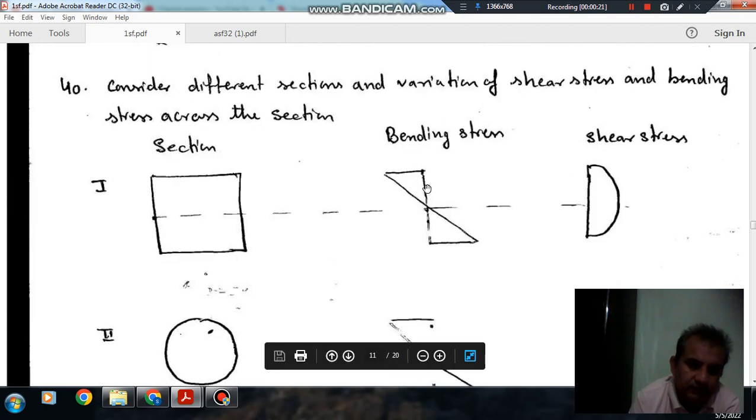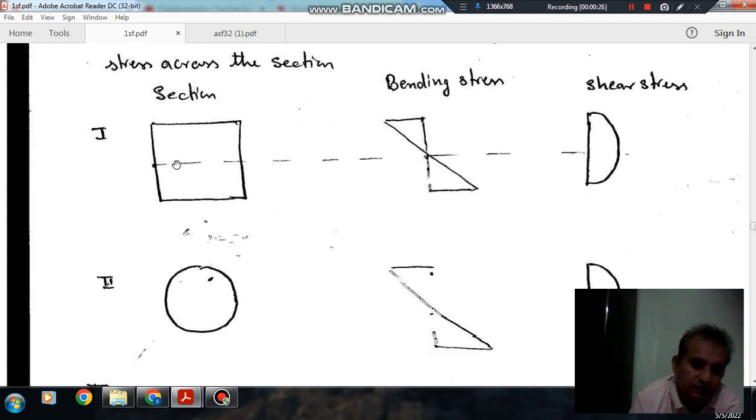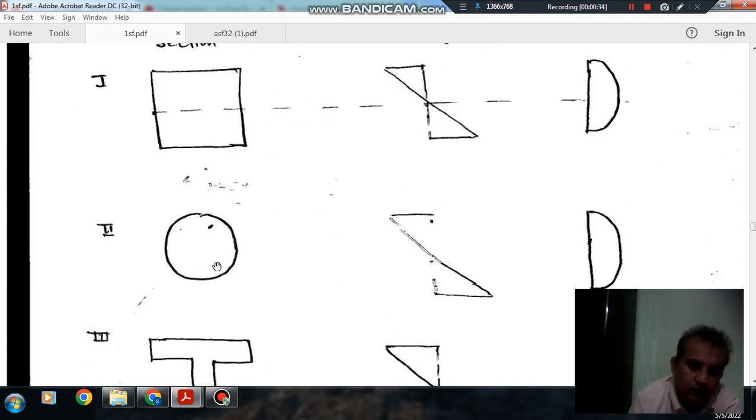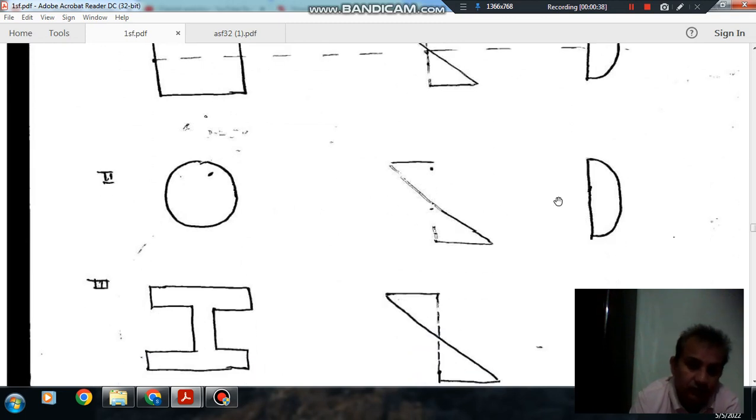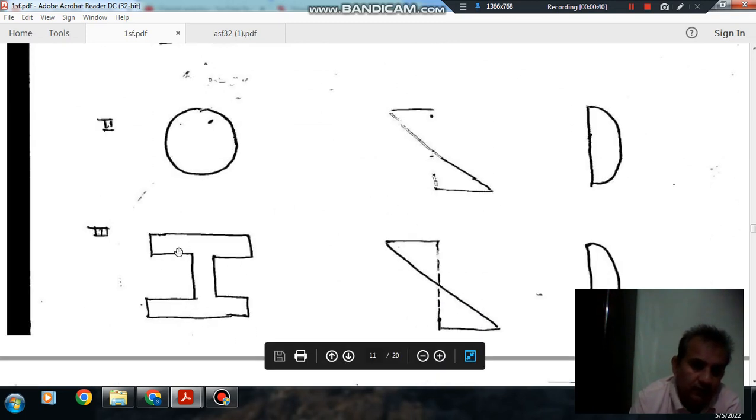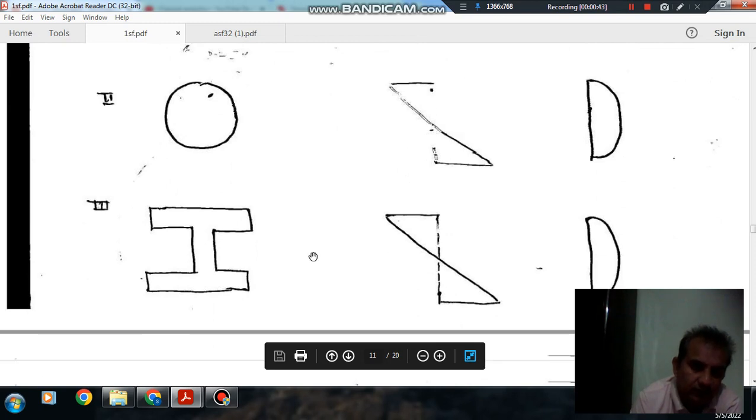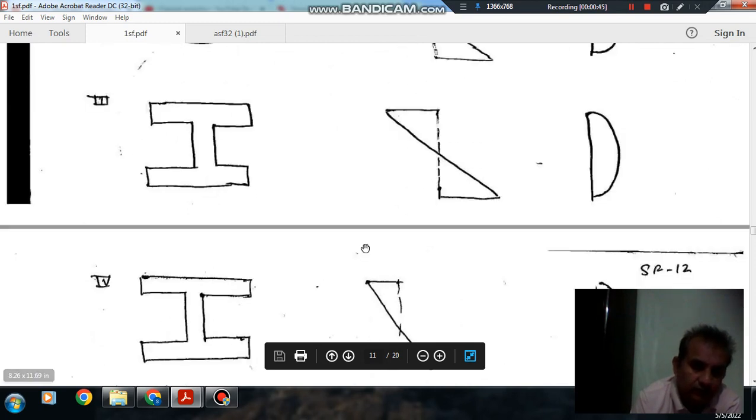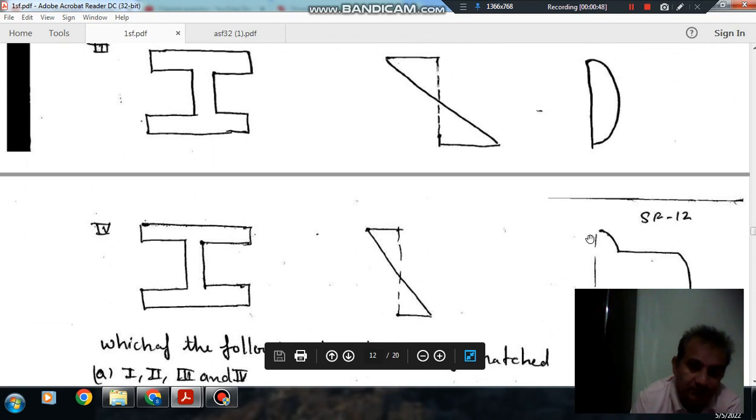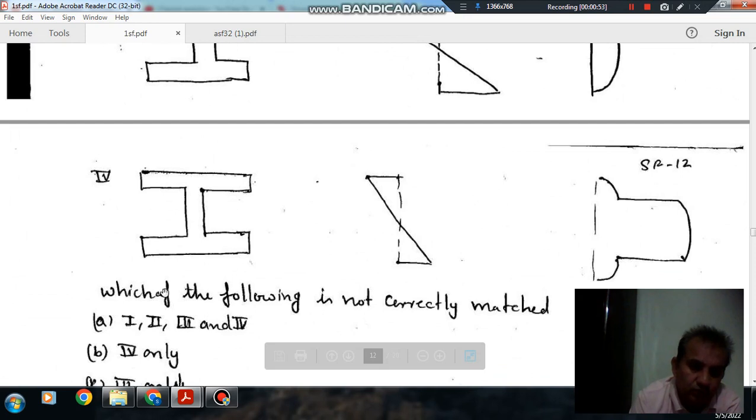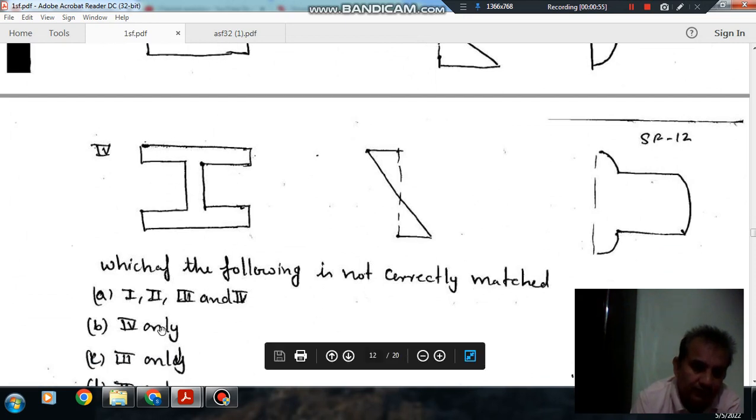So this is a section, this is the bending stress variation, and this is the shear stress variation. The first section is a rectangular section, where the bending stress variation is linear and the shear stress variation is parabolic. The other one is circular, and the variation of stresses is the same. The third is an I section, and the variation of stresses is the same. And the fourth is an I section, where the variation of the bending stress is the same but the variation of shear stress is different. So the question is: which of the following is not correctly matched?